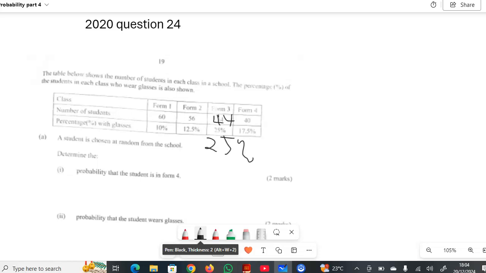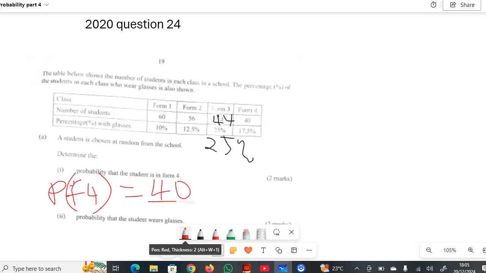In this case, there is nothing much here. To get the probability that the student is from Form 4, we are interested in how many Form 4 students there are. So we have probability of Form 4, that is 40 out of the total 60 plus 56 plus 44 plus 40, that is the number of students in the school. That should give us 200.